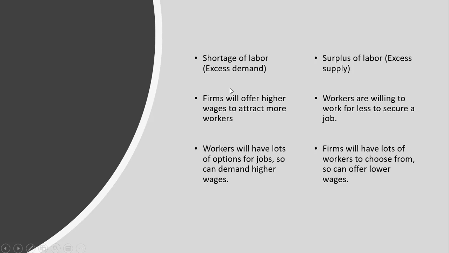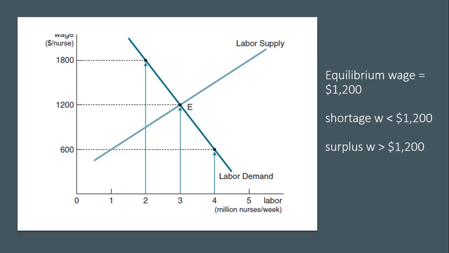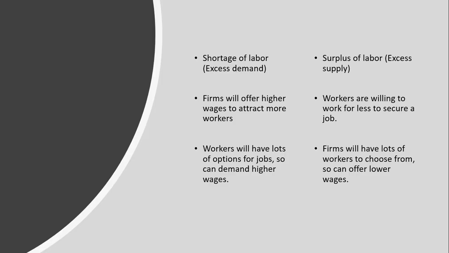With a shortage of labor, or sometimes called excess demand, firms will offer higher wages to attract more workers, and that will help eliminate the shortage. At the same time, when there's a shortage of labor, workers will have lots of options for jobs, so they can demand higher wages.